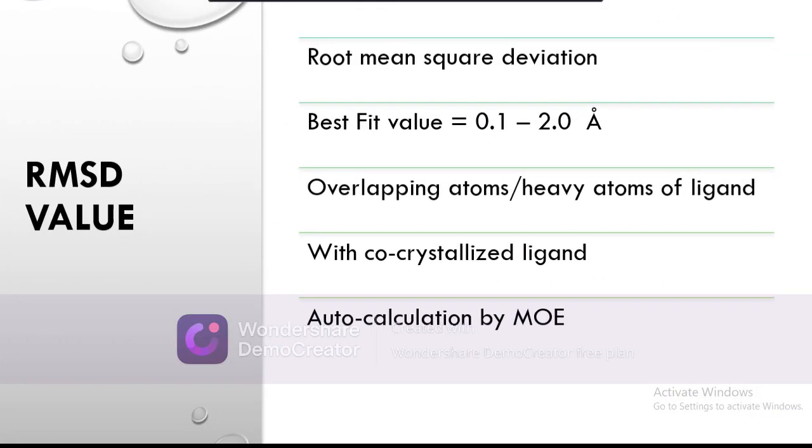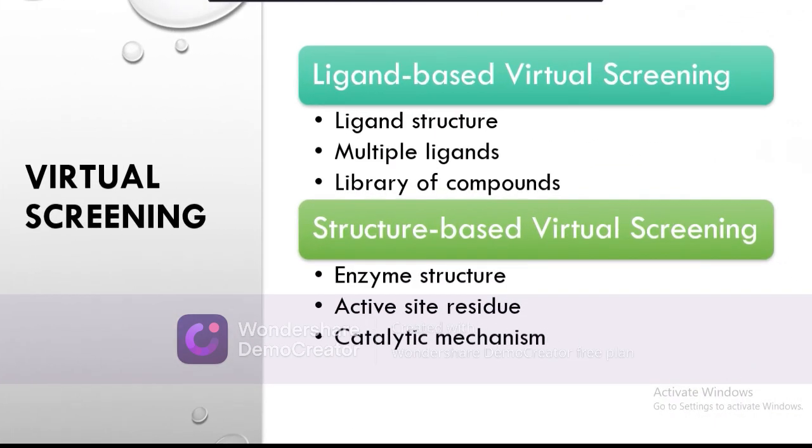RMSD value is the root mean squared deviation. The best fit value for RMSD is 0.1 to 2 angstrom. And RMSD can be obtained by overlapping atoms or heavy atoms of our ligand as compared to reference ligand. And the reference ligand can be obtained by using co-crystallized ligand. So co-crystallized ligand can be used as a reference ligand. There are some softwares which automatically calculate RMSD values during docking studies.